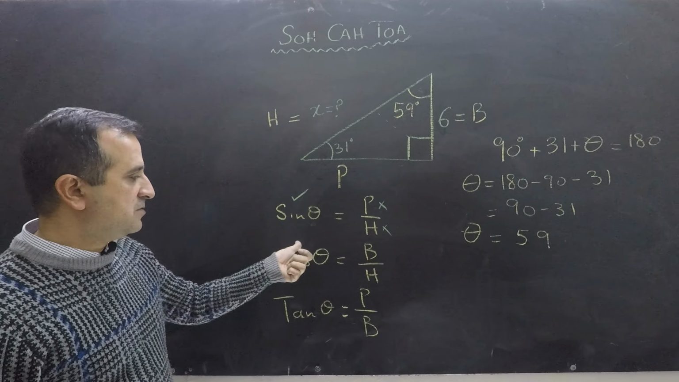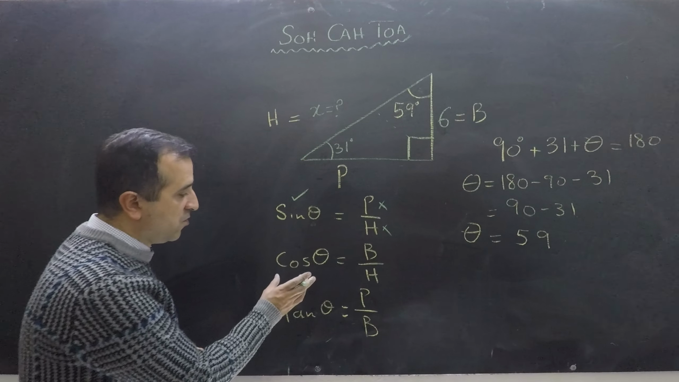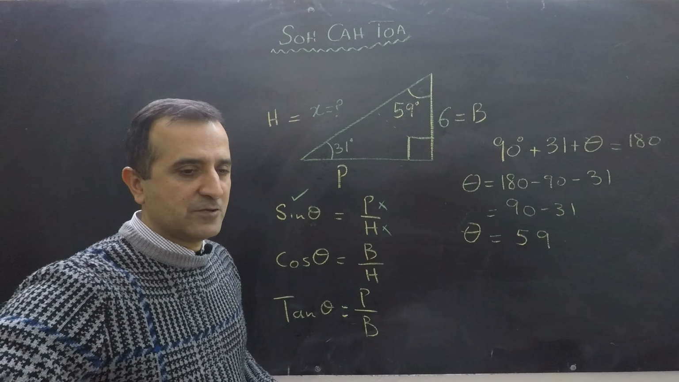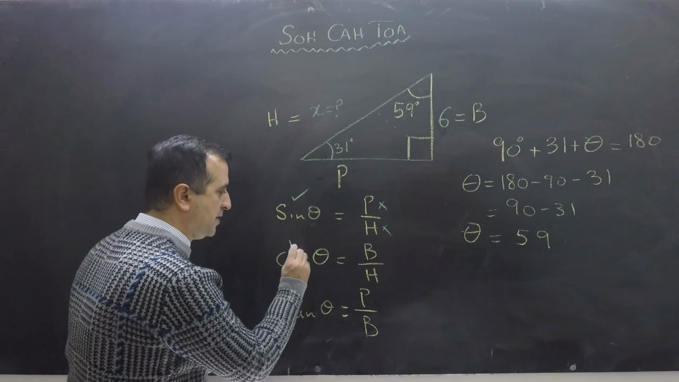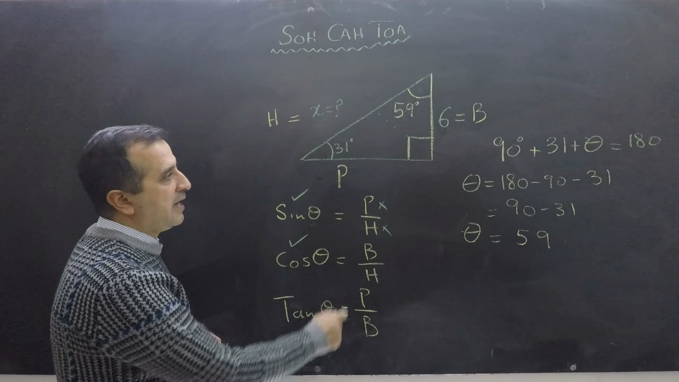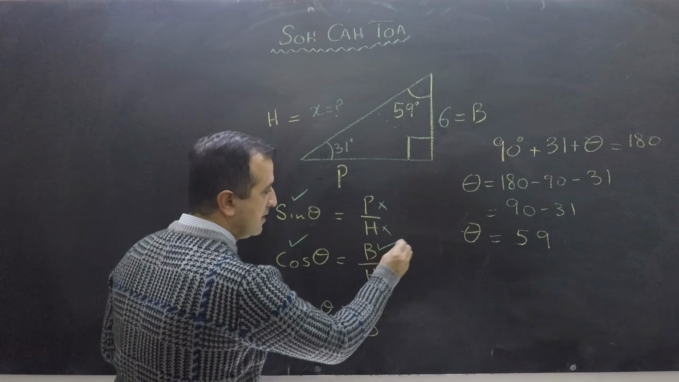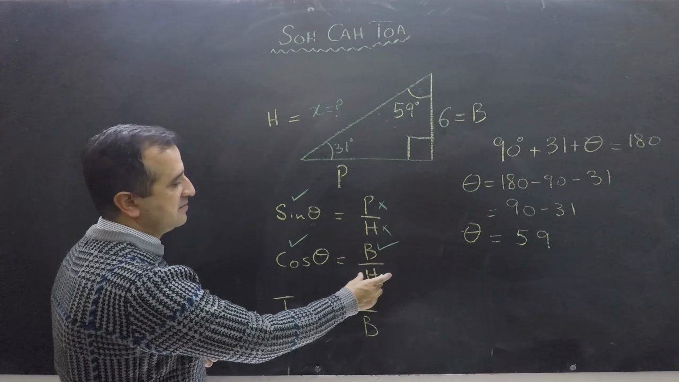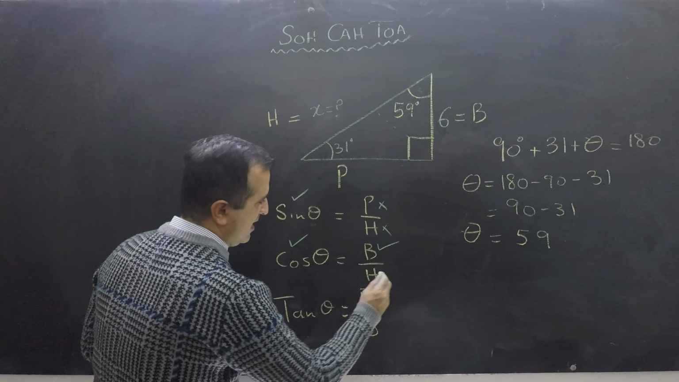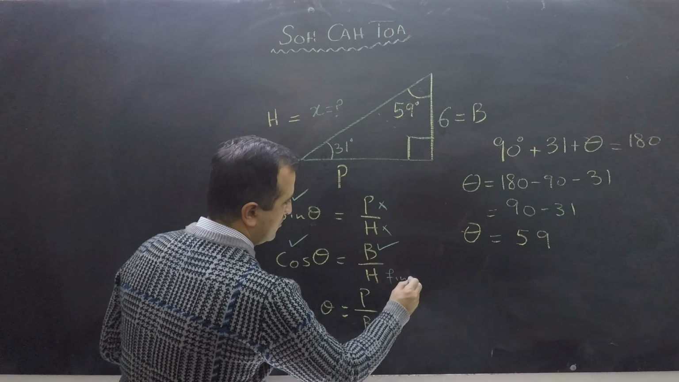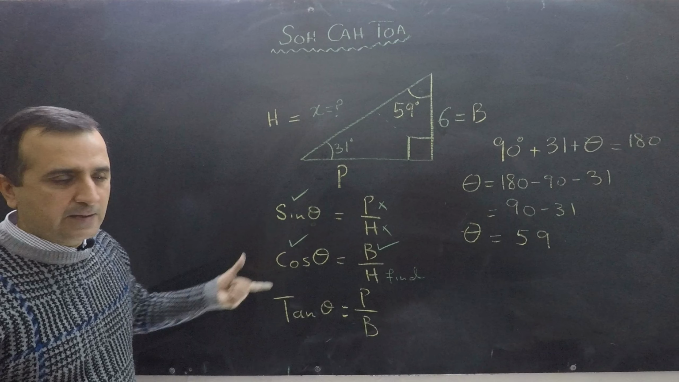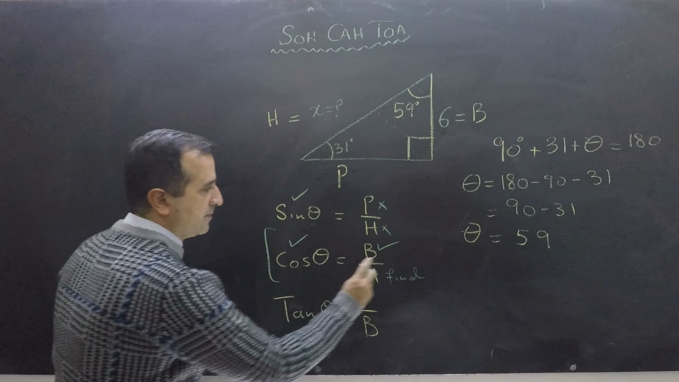So let's say I can use this formula. I know what cos 59 is, because my calculator guy is going to find cos 59 for me. So I know this one. I know the base. And because I know these two quantities, I can find this missing one. So in this question, I'm going to use this formula. Make sense?